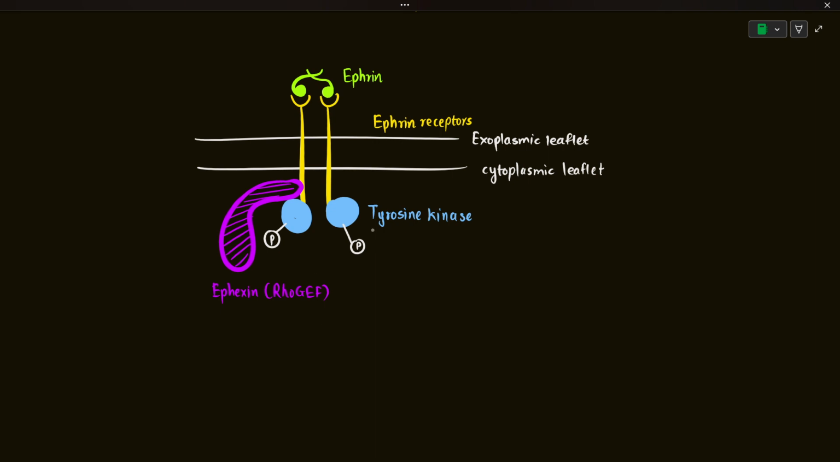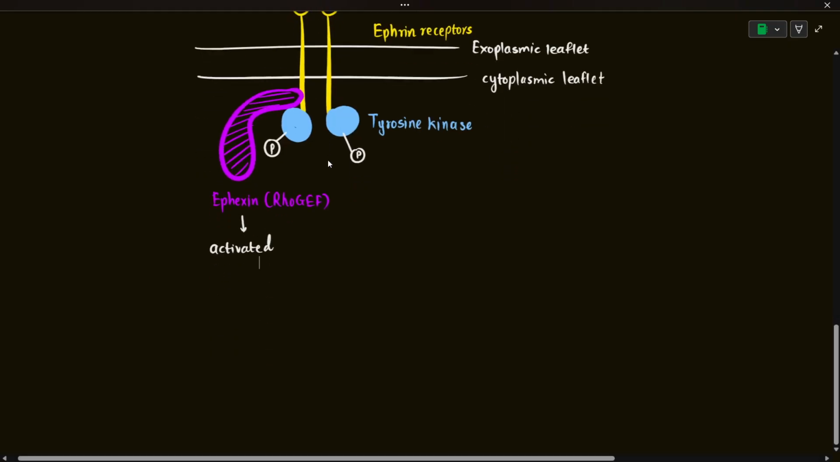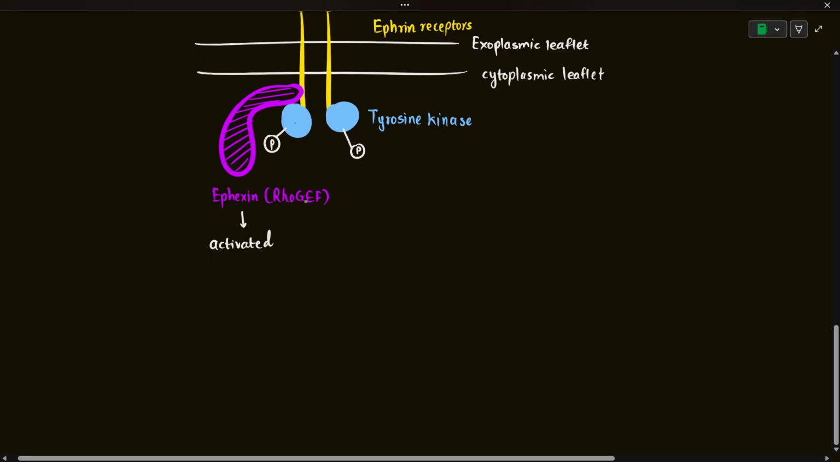So these tyrosine kinases will work on this Ephexin, this Rho-GEF, and they are going to activate it. They are going to phosphorylate the Rho-GEF, and it is going to activate the Ephexin molecule. So this activated Ephexin molecule is going to do its downstream job. So this is a Rho-GEF, right?